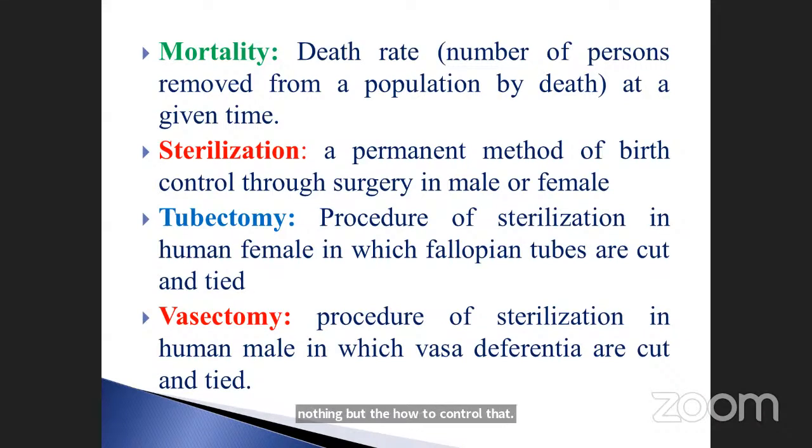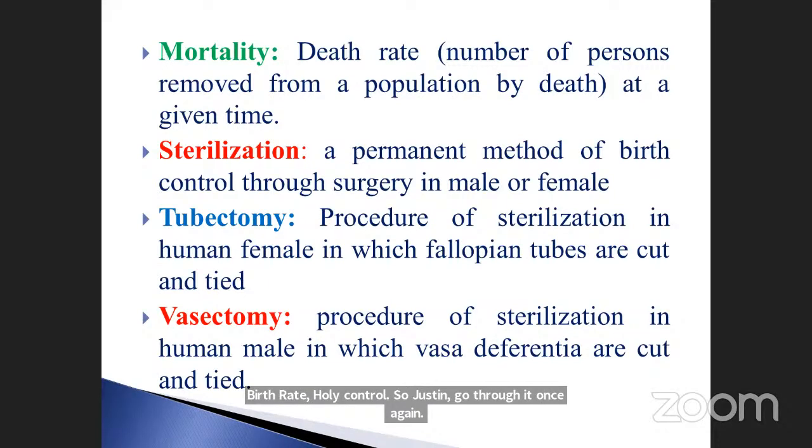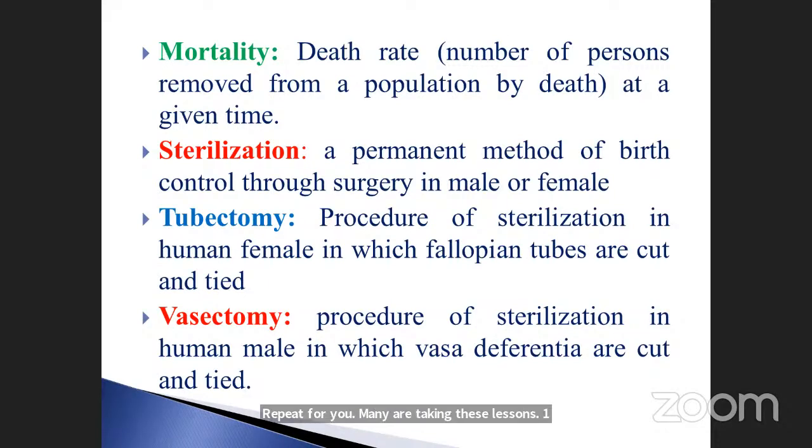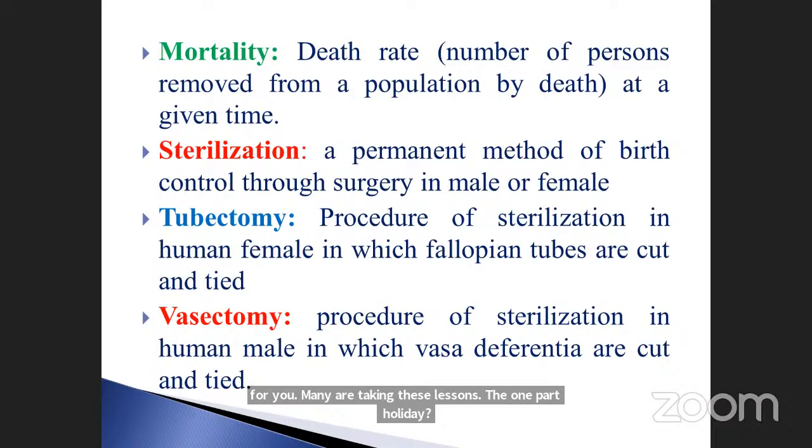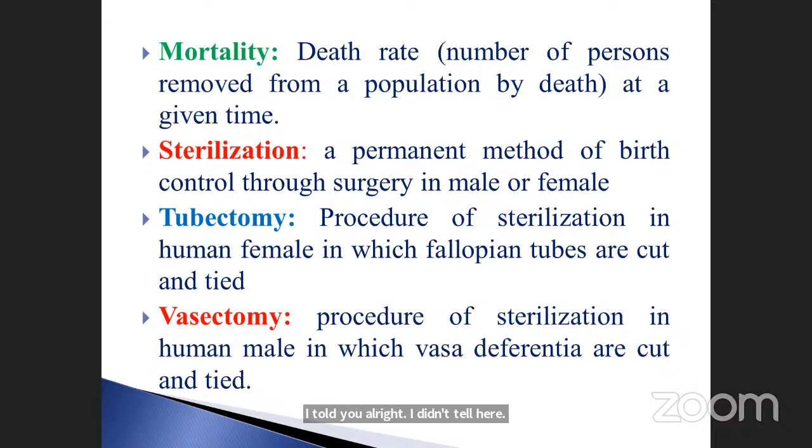So just to go through it once again, repeat for you. When you are taking these lessons, one part I already told you, and one I didn't tell, so here you just note it down. The birth control rate part, you have to study in your book only. But I will not take that one because it's very complicated to discuss with you. So go through it, you will get the idea. I simply skip that one.